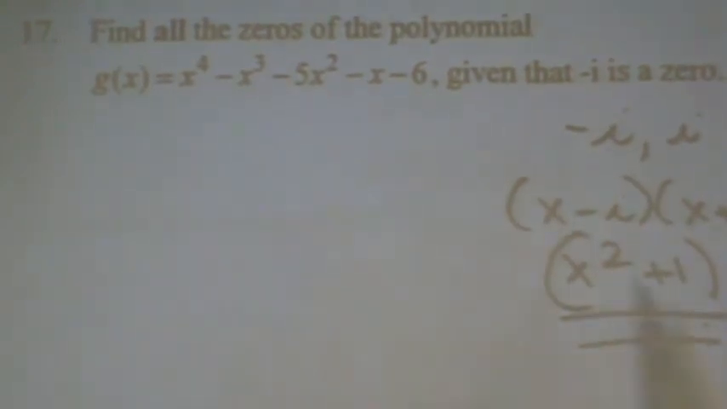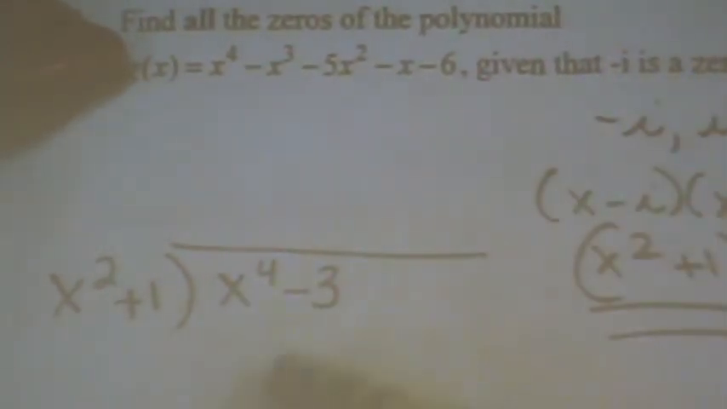For number 17, if negative i is a 0, what other 0 is there? i. And you have i. So what you have is x minus i and x plus i, which if you factor this out, you get x squared plus 1. So this is a factor of this. So what you could do is take this, do long division. You're going to do x squared plus 1, and divide it into x to the 4th minus x cubed.